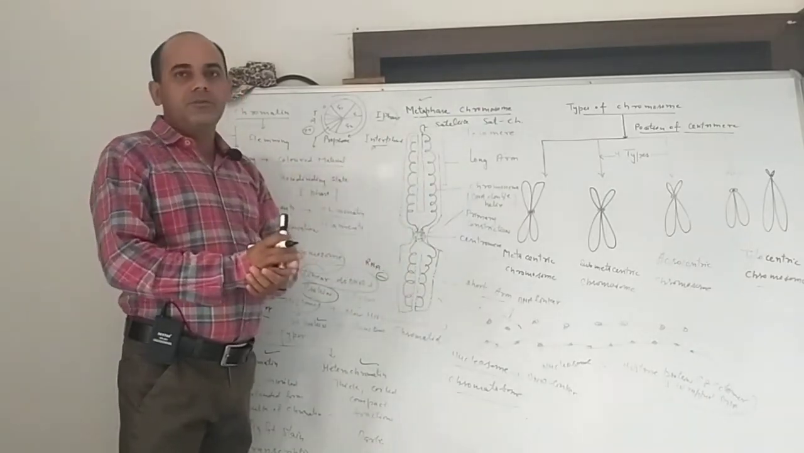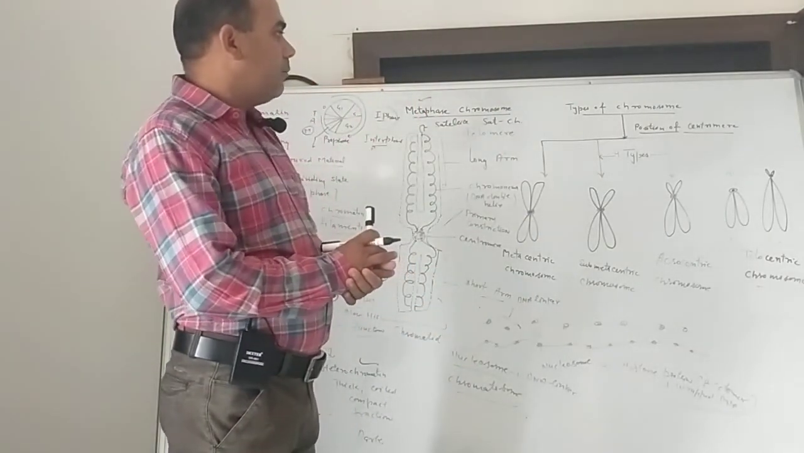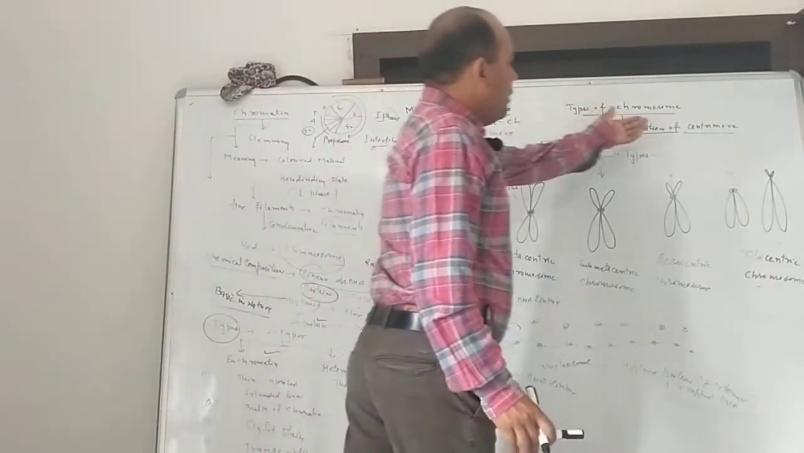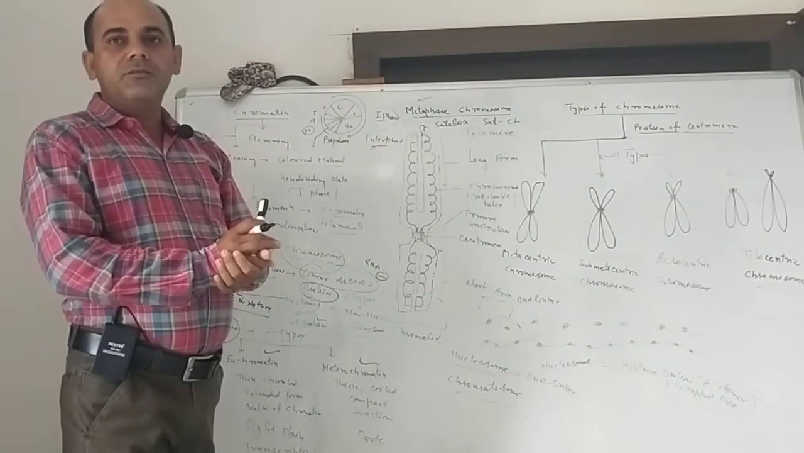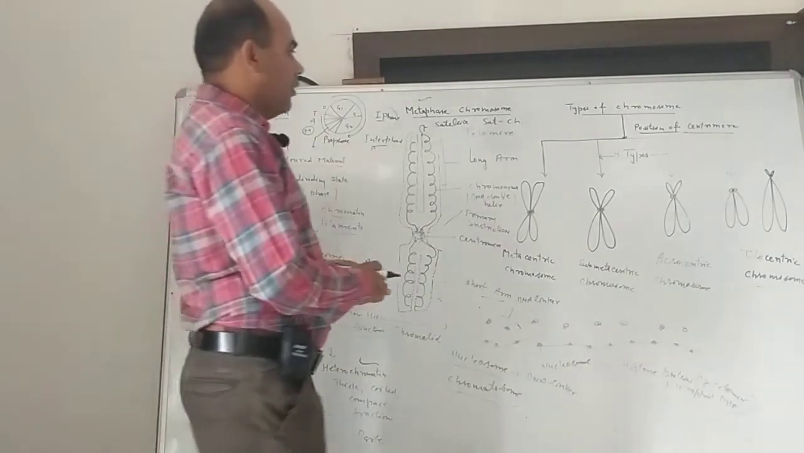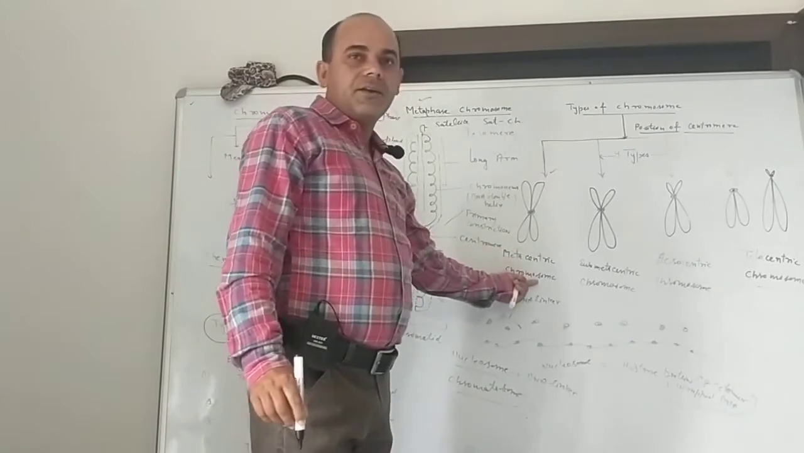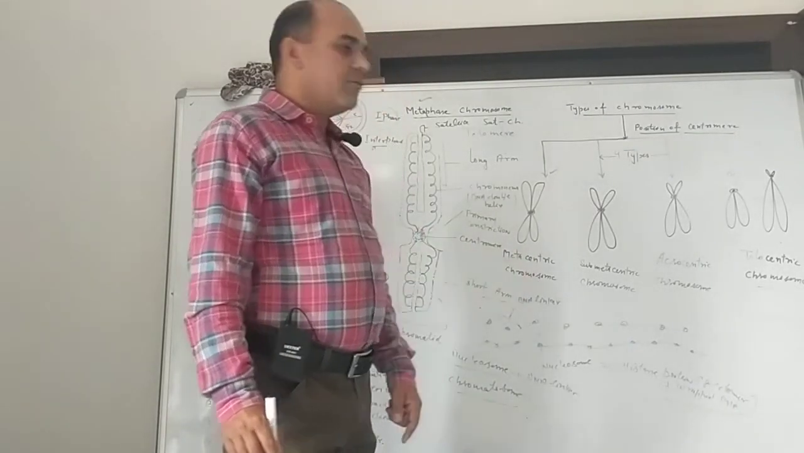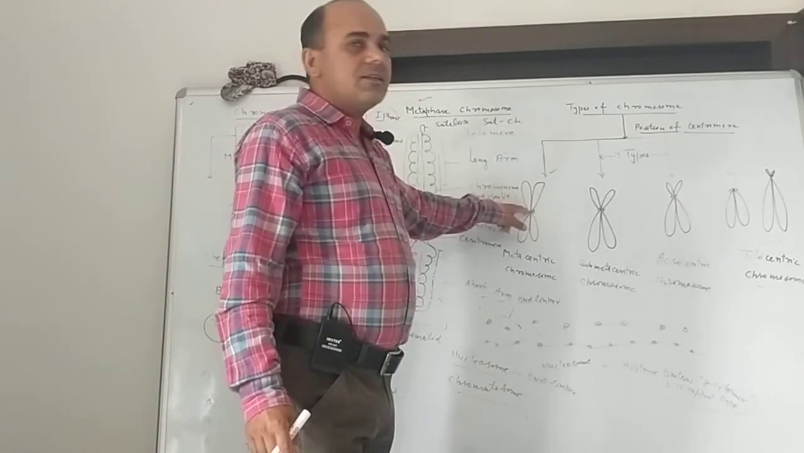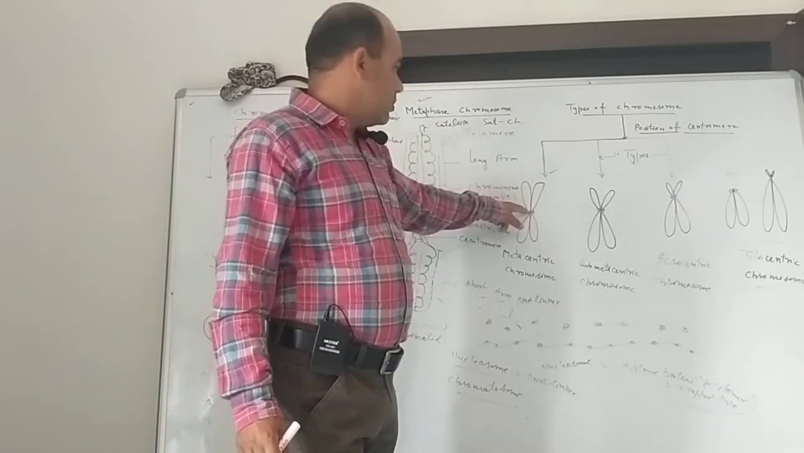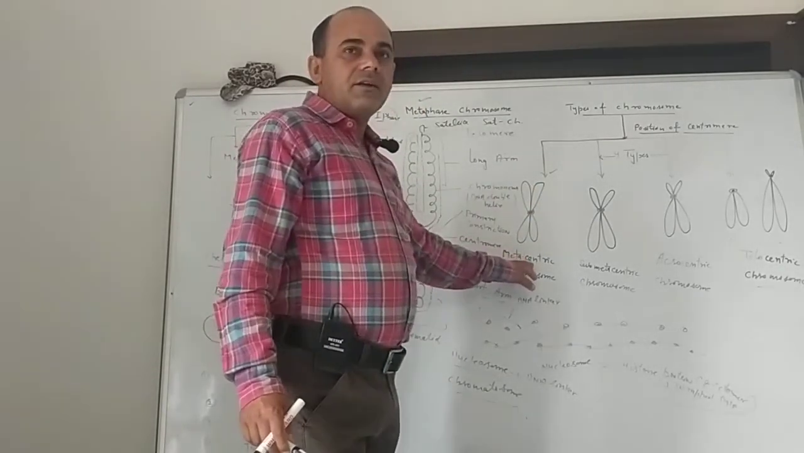How many types of chromosome are there? In your book, 4 types of chromosome are given. Look at the blackboard. Depending upon the position of the centromere, we can classify chromosomes into 4 categories. This is the first one. The name of the first one is metacentric. What are metacentric chromosomes? Those chromosomes in which the centromere is at the middle. It means these arms are equal. That's why this is called metacentric.